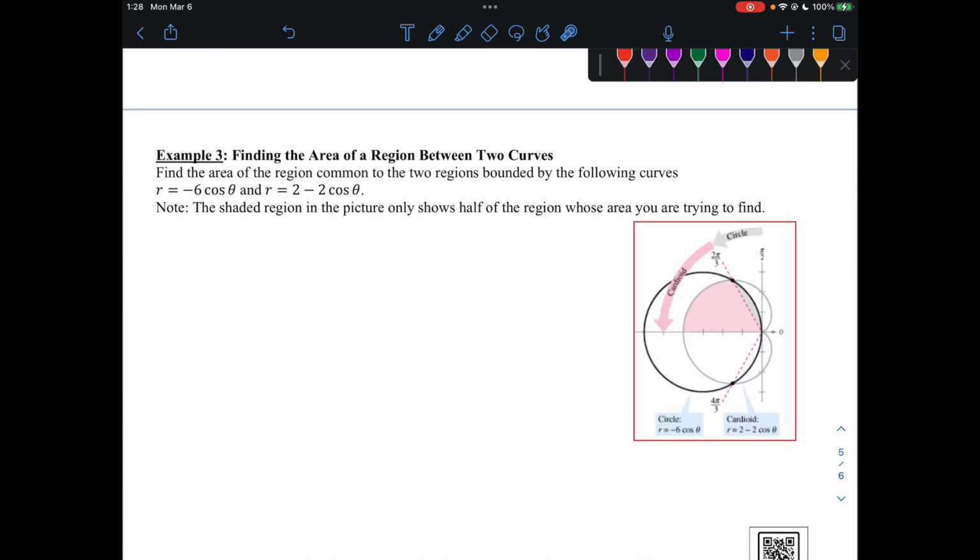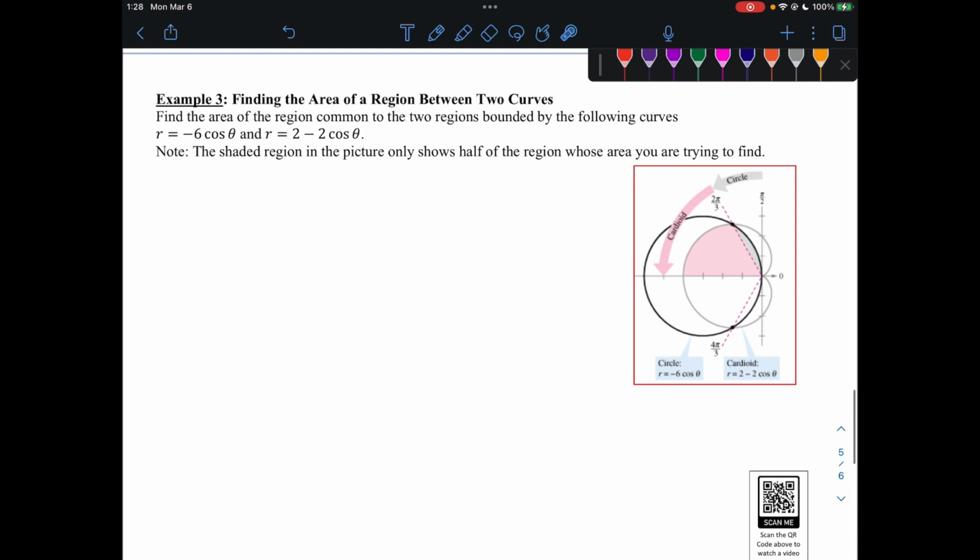Okay, now let's talk about the region between 2 curves. So find the area of the region between 2 curves. Find the area of the region common to the 2 regions bounded by the following curves: r equals -6 cosine theta and r equals 2 minus 2 cosine theta.